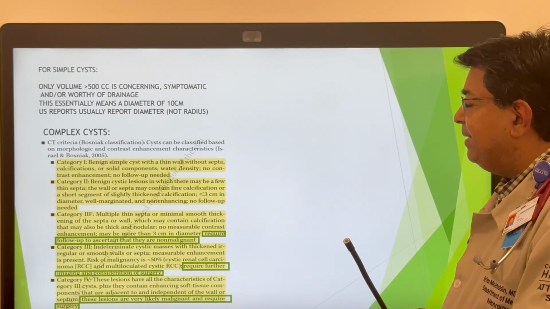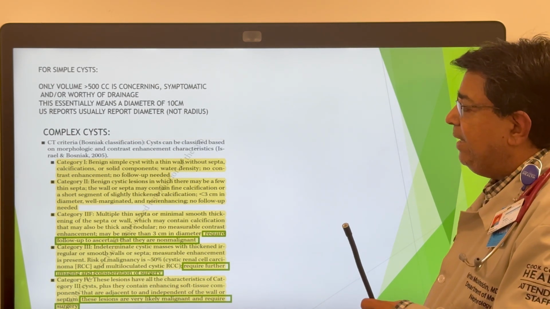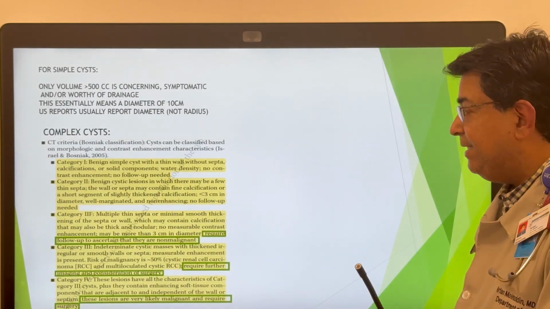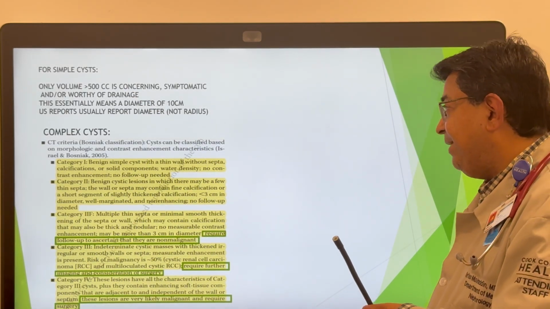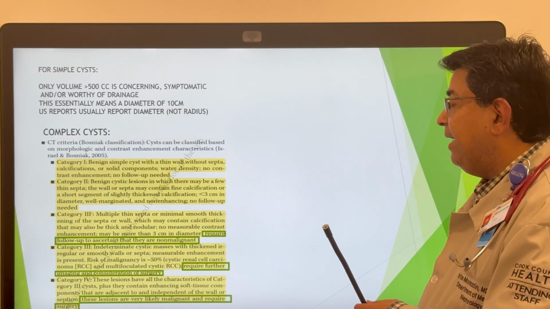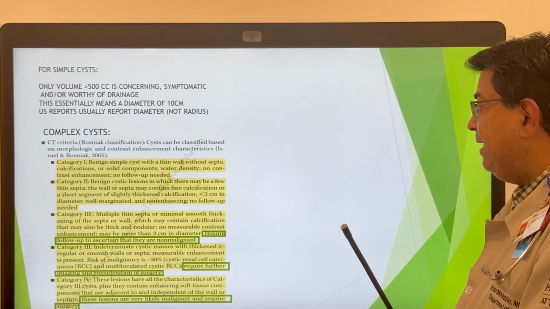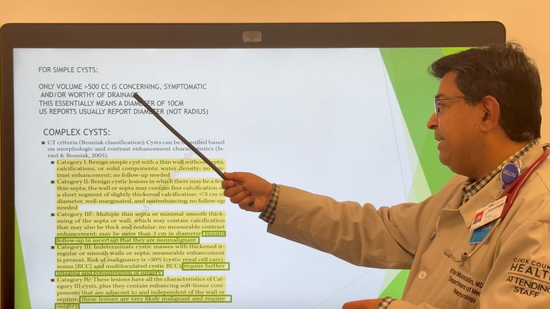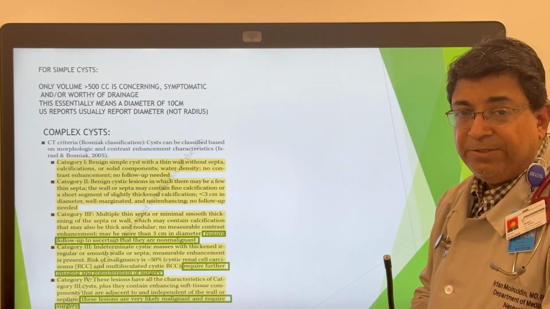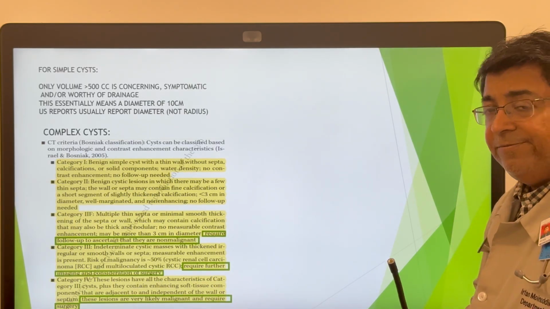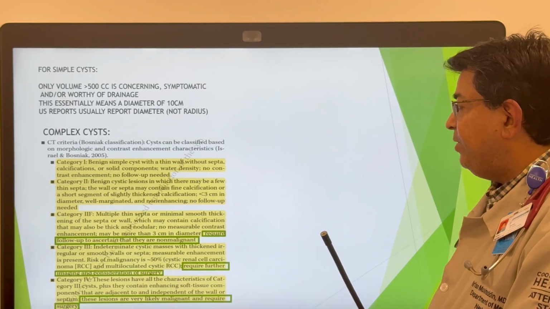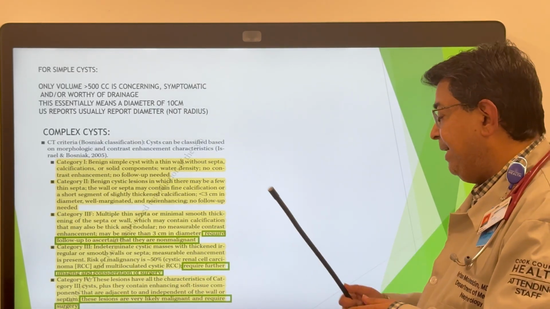So simple cysts usually are not worrisome unless the volume is greater than 500 cc's. If the volume is greater than 500 cc's, then drainage is probably indicated. And this 500 cc's pretty much means like a diameter of 10 centimeters, which is very rare, but I have seen cysts that large. And ultrasound reports usually do report diameter, not radius.